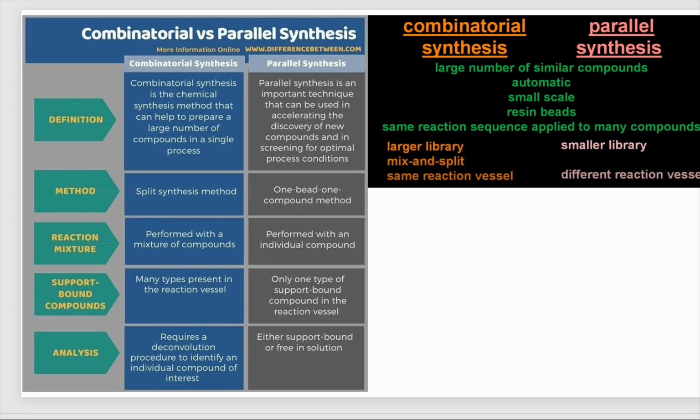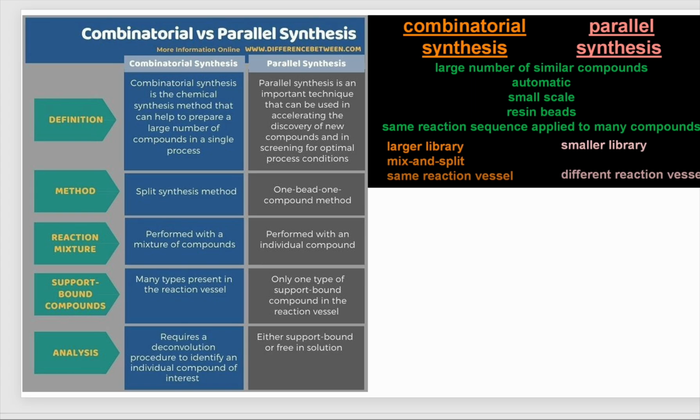So combinatorial synthesis is a chemical synthesis method that helps prepare a large number of compounds in a single process. That's true. Split synthesis method, again, because you are after one thing, you just take it out and mix it with another set of, like, A, B, C, D, so you mix each with everything. Now you have a big vessel A, B, C, D. Now you take up a fraction and you separate them, and then again mix with A, B, C, D.